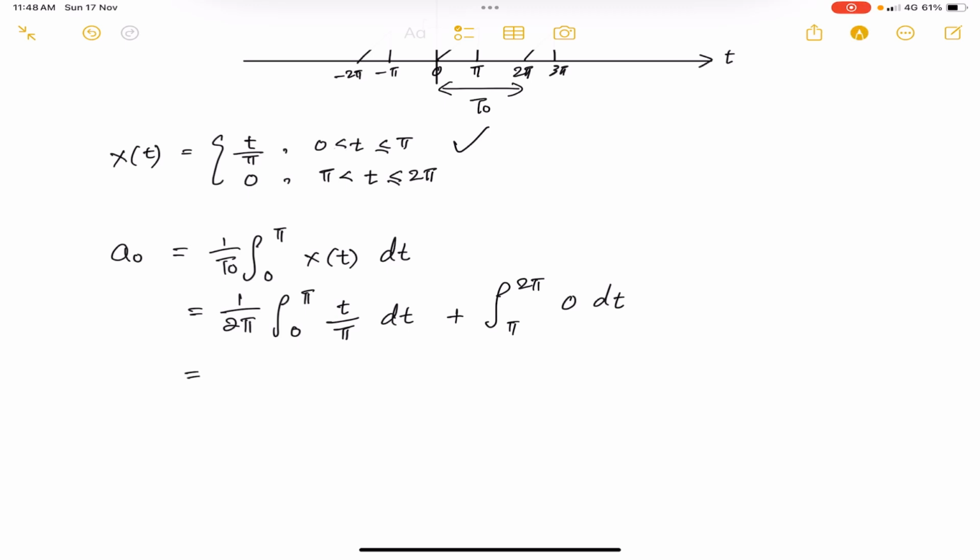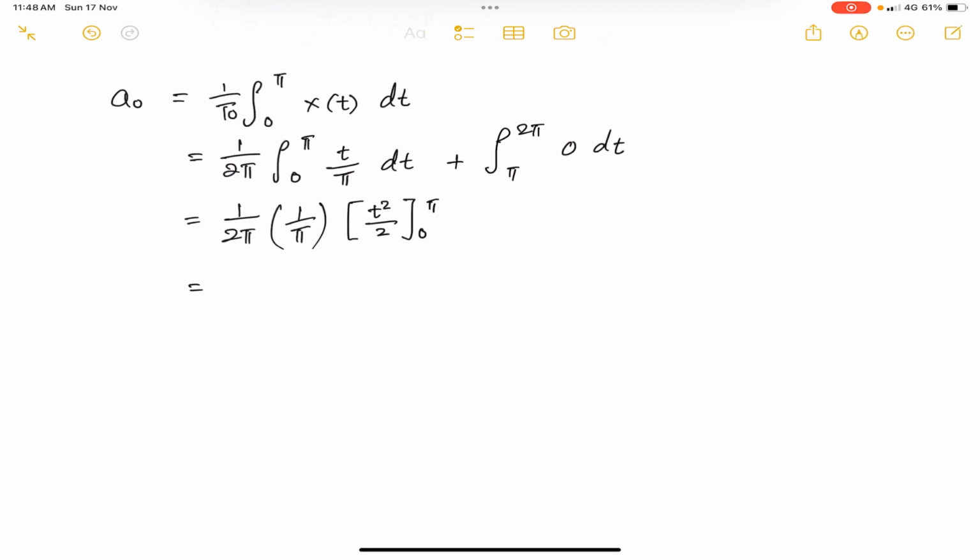Okay, then you can integrate. You can take out the 1 over pi, and then you integrate the t. You get t squared over 2. The limit is from 0 to pi. So here you take out the 2, so you get 1 over, 2 times 2 you get 4, pi times pi you get pi squared. Then substitute the value of t with pi and 0, so you get pi squared minus 0. And here you can cancel out, there's 1 over 4.